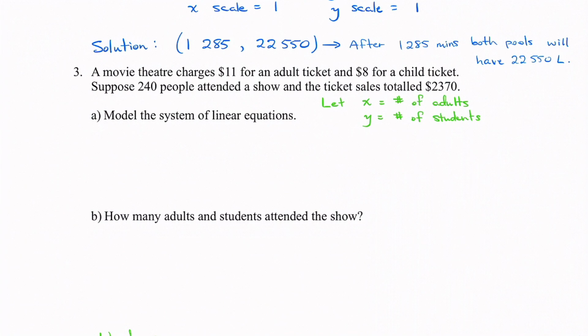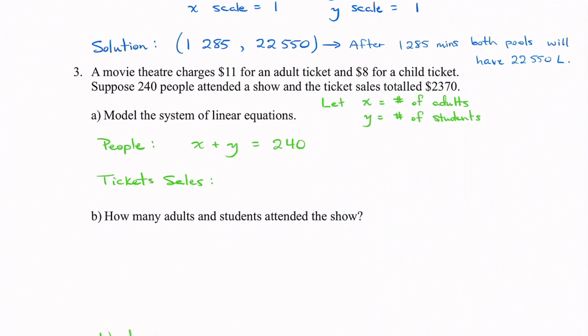So there's going to be 2 things that are going to be important with this question. The people that come, so the total number of people is 240, and then our total ticket sales is at 2,370. So I'm going to come up with 2 equations, one dealing with people, one dealing with ticket sales. So for people, I know that if I take my adults and my students and I add them together, I got to get 240. So if I take my adults, which I called X, and I add them with my students, I called them Y, that has to add up to give me 240 people.